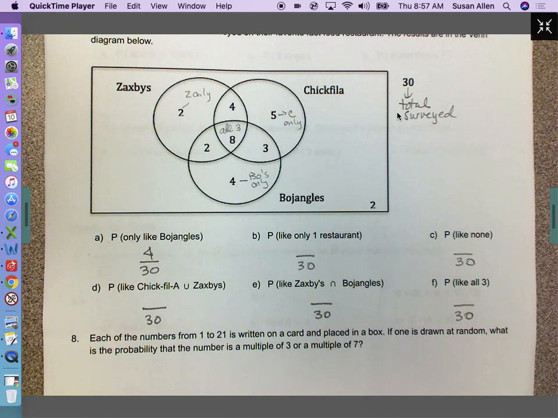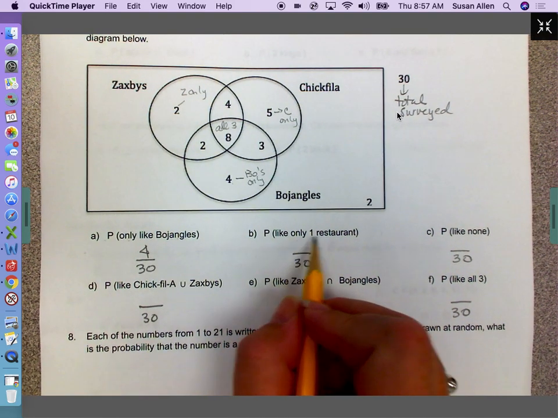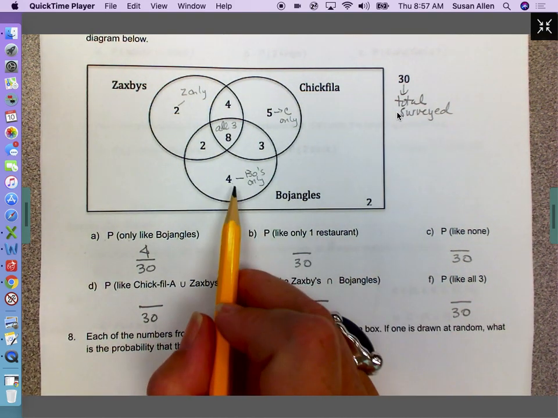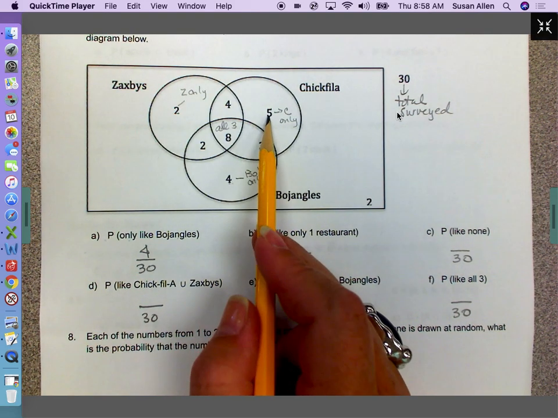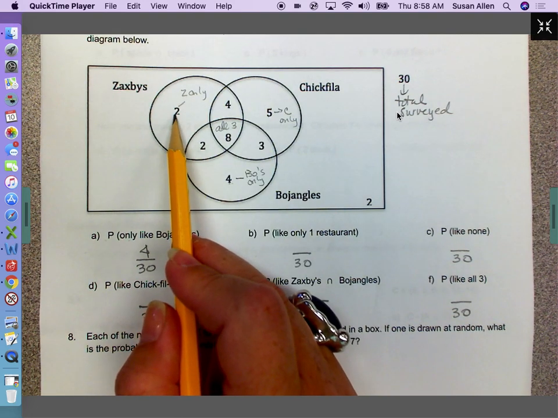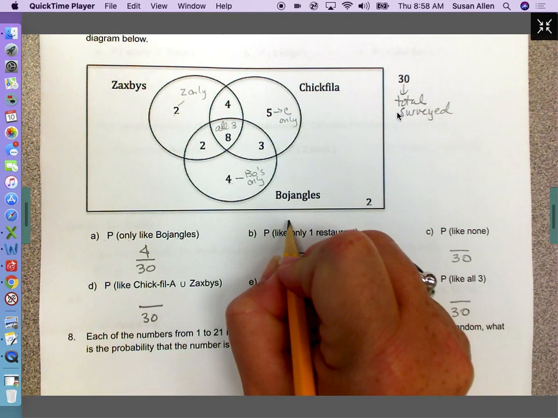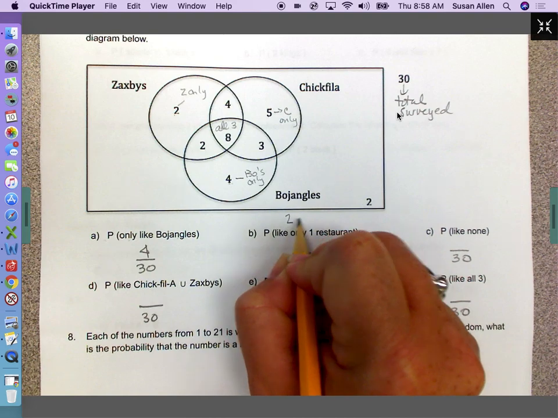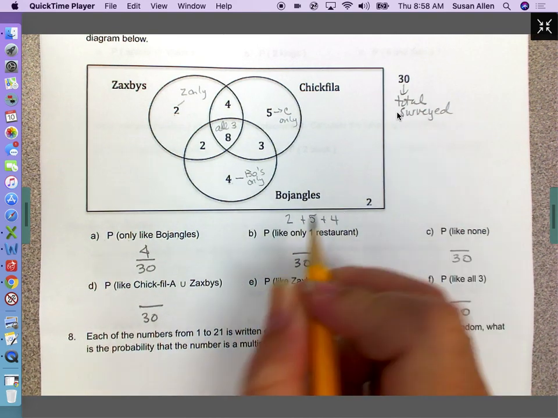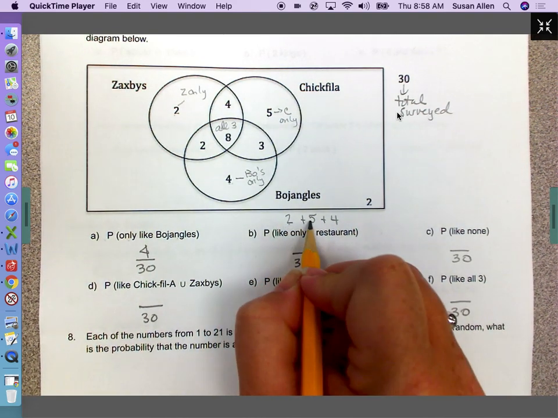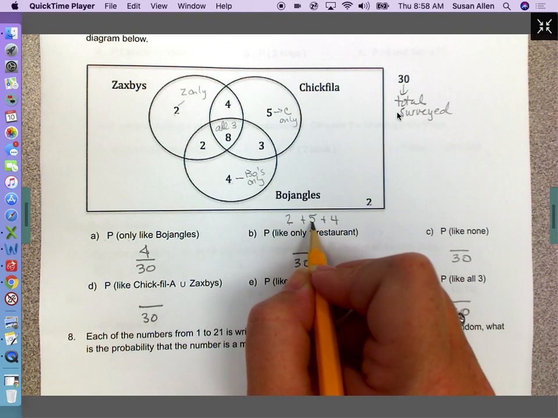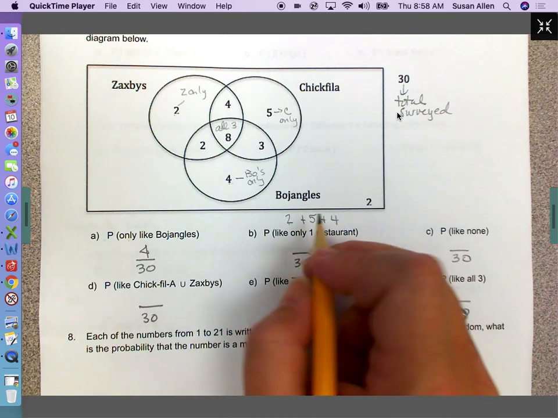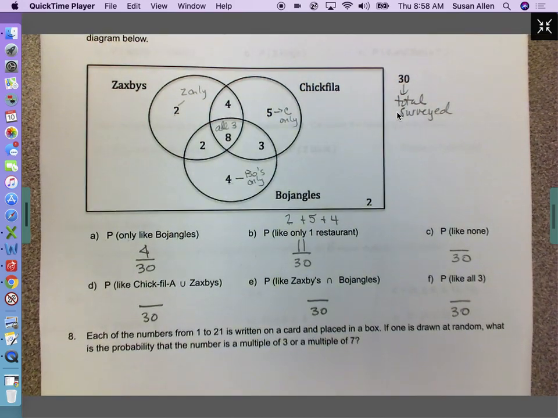B, what is the probability that someone likes only one restaurant? Well, these 4 only like Bojangles. That's one restaurant. These 5 only like Chick-fil-A. These 2 only like Zaxby's. So I would need to combine the 2, the 5, and the 4. The 2 from Zaxby's, the 5 from Chick-fil-A, and the 4 from Bojangles only. That makes a total of 11, so 11 out of 30.